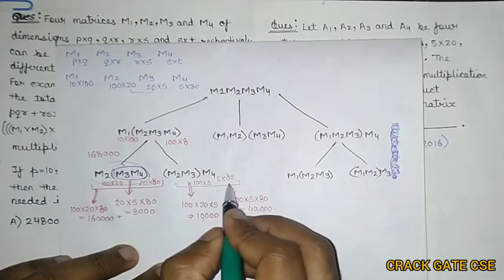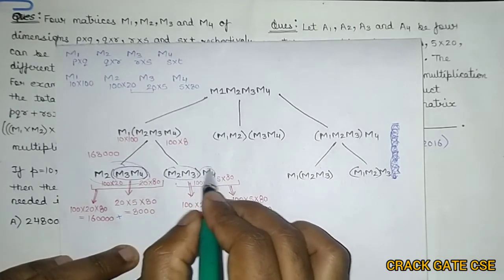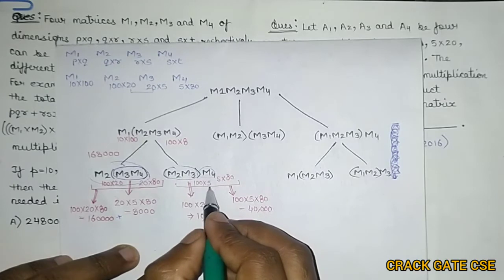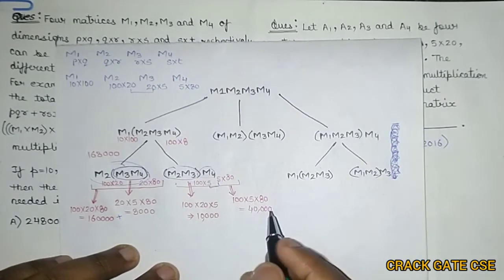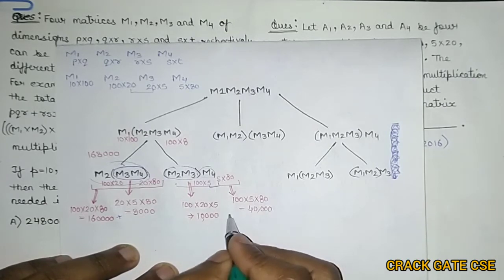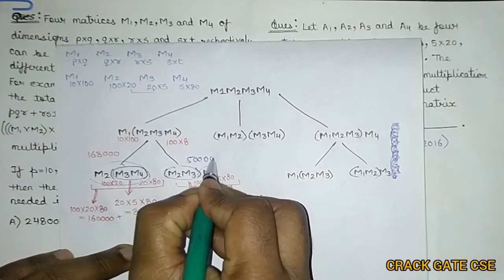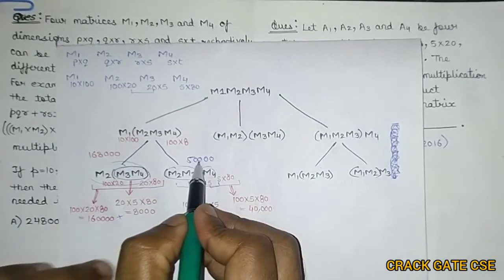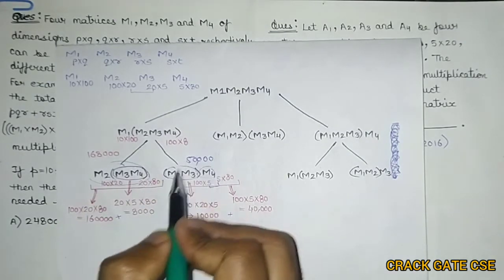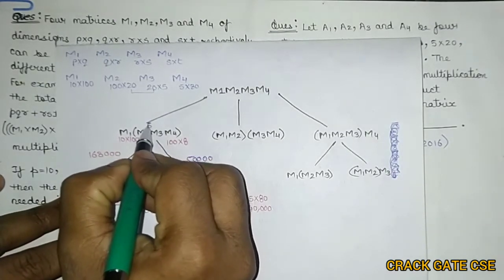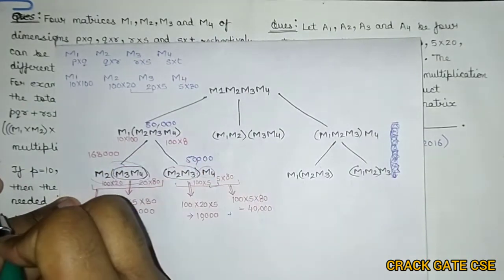So now I am finding out the dimensions required to multiply this particular matrix with this matrix. It will be 100 into 5 into 80. So we got 40,000 here. If I add this 40,000 with this 10,000, I will be getting 50,000. Now among these 50,000 and 1,68,000, 50,000 is the minimum. So I got 50,000 to multiply these three matrices.